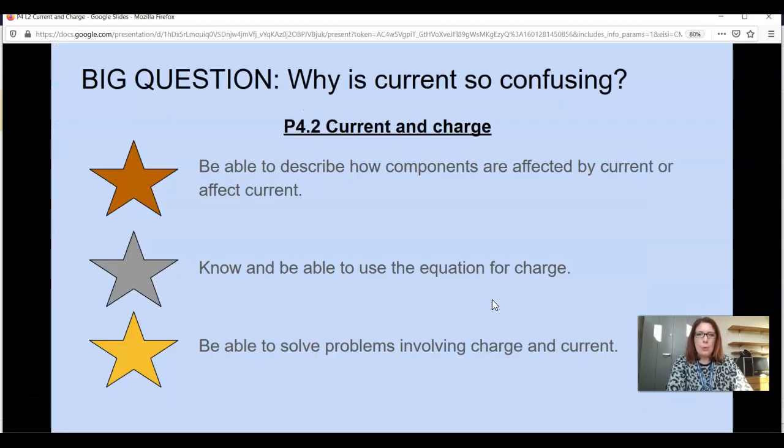So, the big question, why is current so confusing? Bronze, be able to describe how components are affected by current or affect current themselves. Know and be able to use the equation for charge and be able to solve problems involving current and charge.